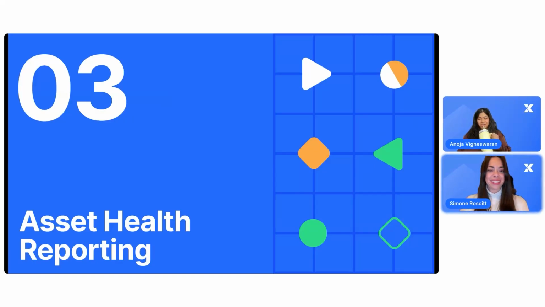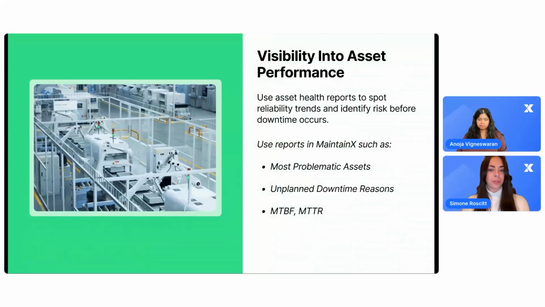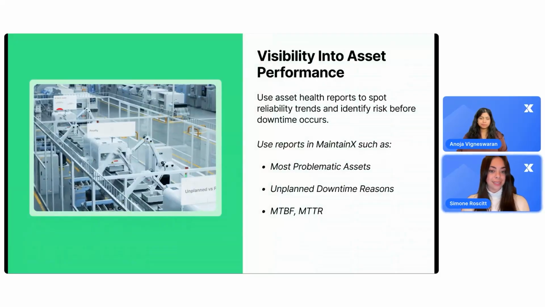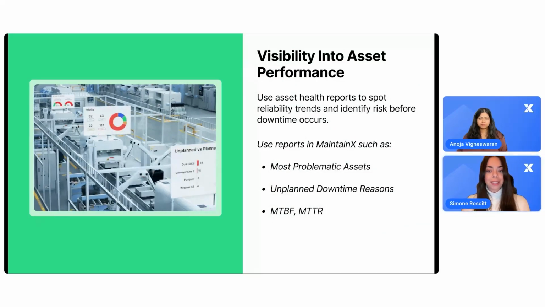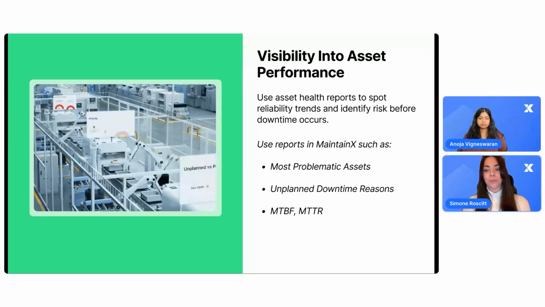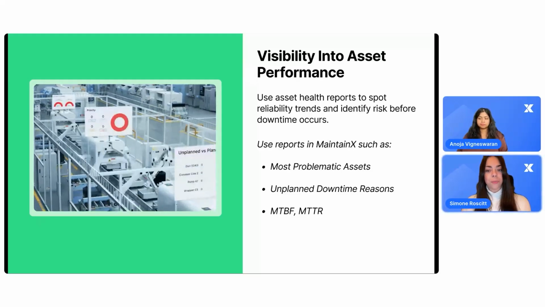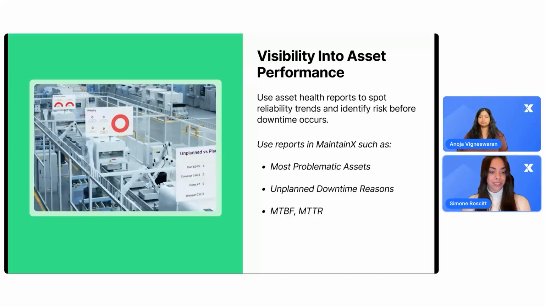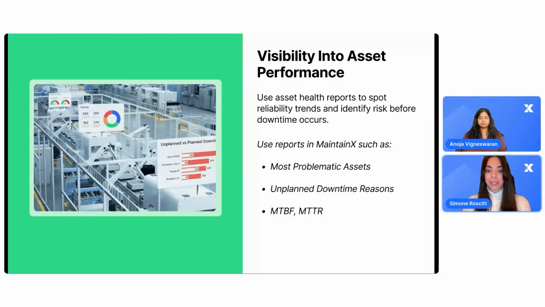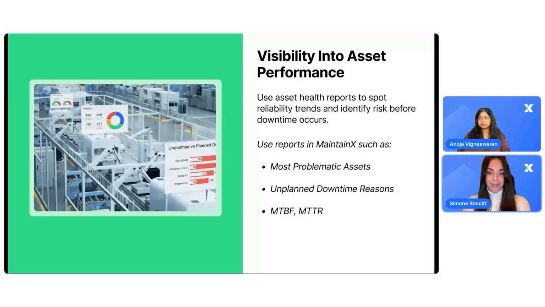All right, so asset health reporting. This is reporting that shows you how equipment performs over time, so instead of looking at individual breakdowns in isolation, next slide. These reports help teams understand reliability patterns across assets. They show where failures repeat, where downtime increases, and where reliability risk may be building. At a high level, asset health reporting helps answer one key question: which assets are helping us run smoothly and which ones are holding us back?